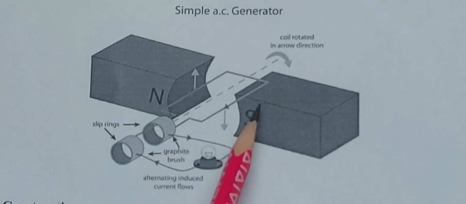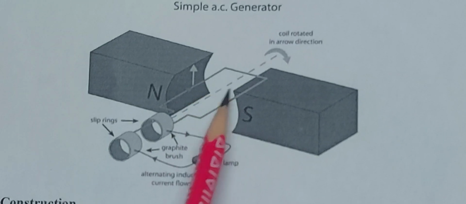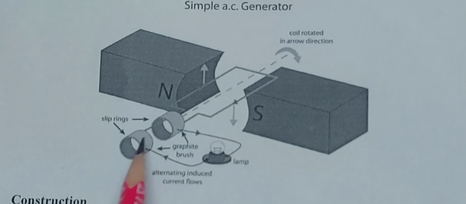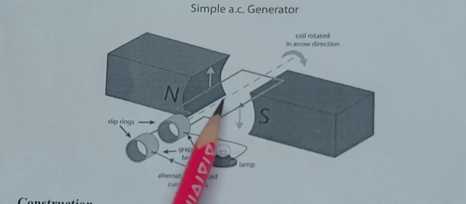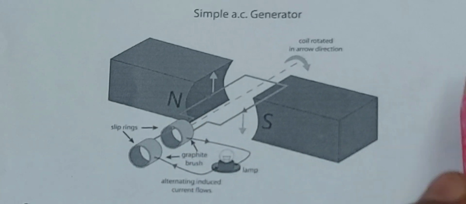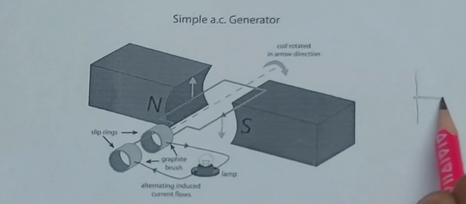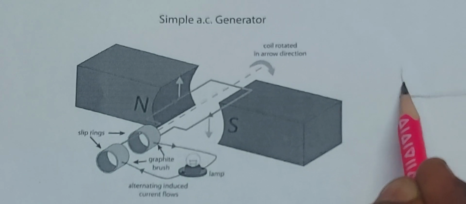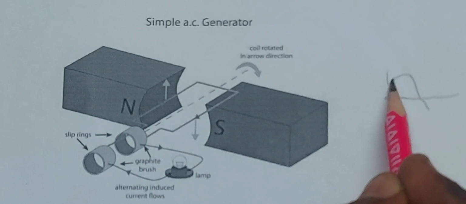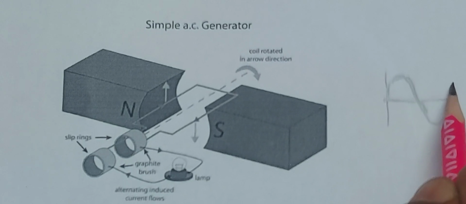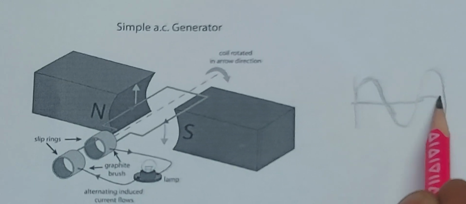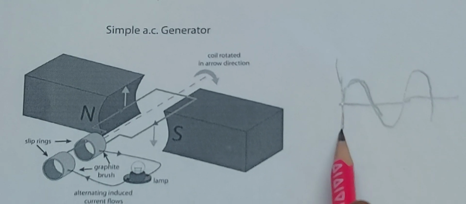So by the use of the powerful magnet and rotation of the armature coil, we are able to create an alternating current. Due to rotation of one cycle, we get a positive and negative cycle. We know that alternating current is nothing but a pure sine wave. This is called the wave pattern of the alternating current.